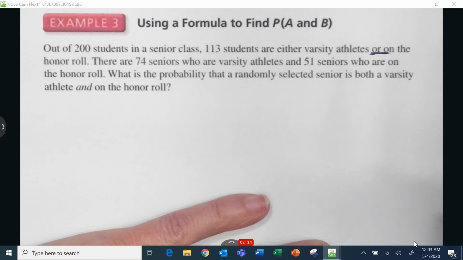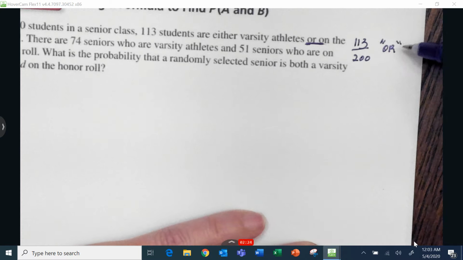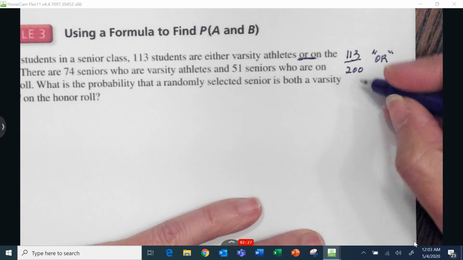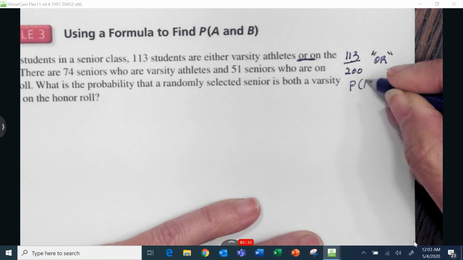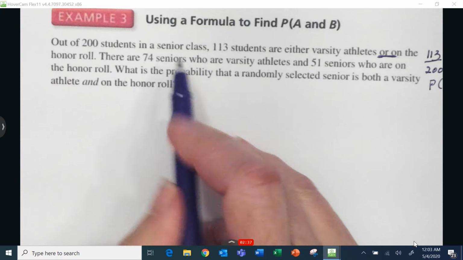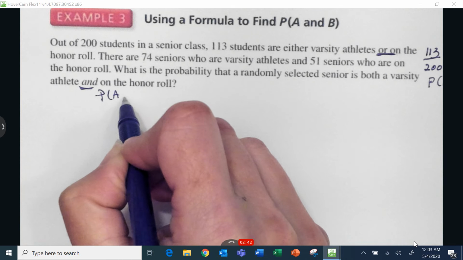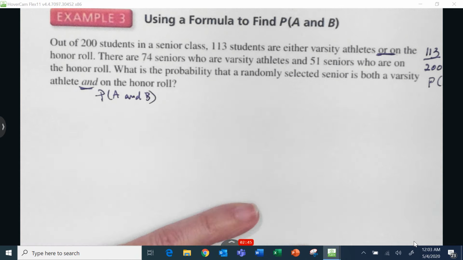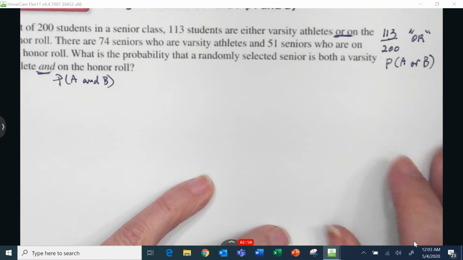So the 113 out of 200, that's the or. That would be the probability of A or B. Okay, we need to find the probability of A and B, but I can find that using this probability of A or B formula.